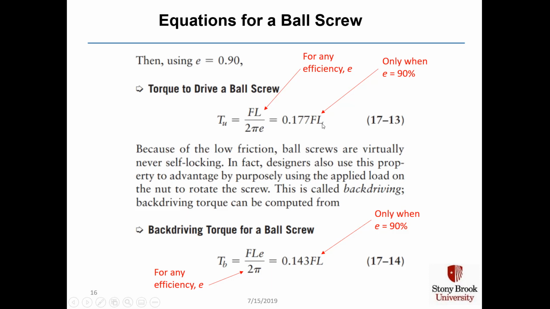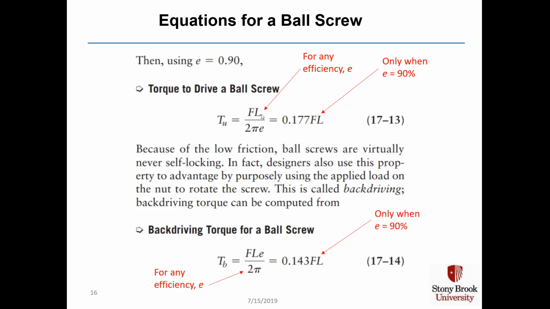But if the efficiency is some number other than 0.9, then you need to use the long form of the equation. Because of the low friction, ball screws don't self-lock the way worms do. But you can apply a load directly to the nut in order to rotate the screw.